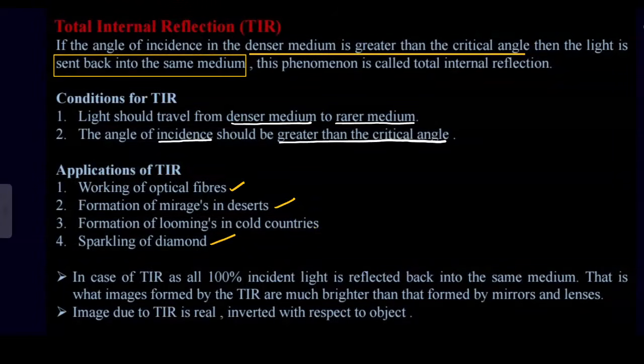What is looming? Looming is like in cold countries. Do you know about the mirage? Yes, sir. In a mirage, you can observe this in hot countries, hot locations, deserts. But looming is a similar type of phenomenon. This happens in cold countries. If it is very cold, you can find it, similar to a mirage. An inverted image will be formed. That inverted image comes under looming.